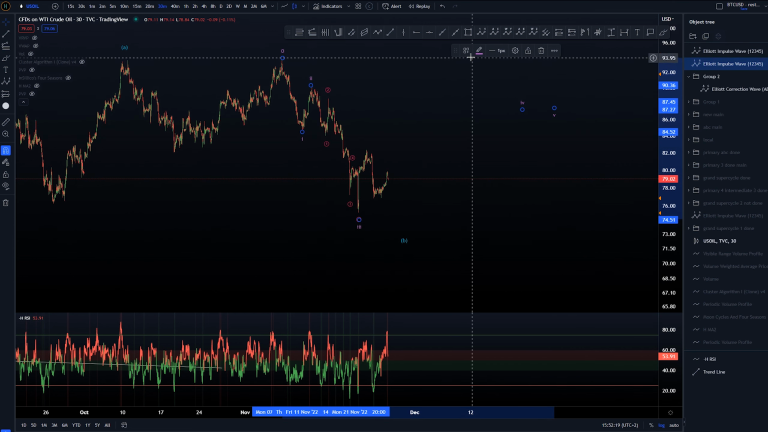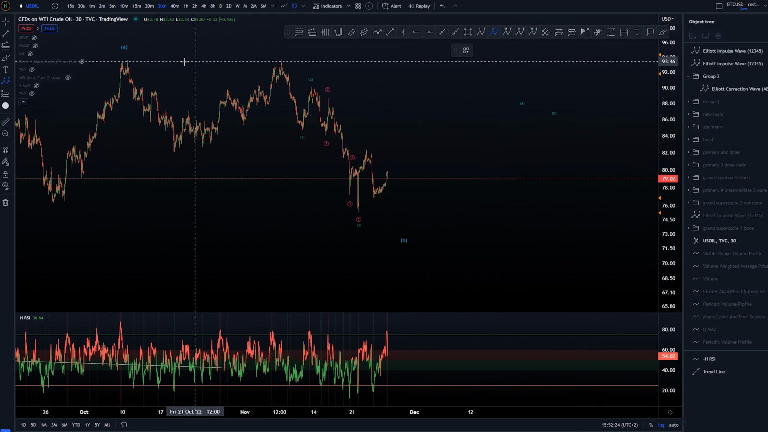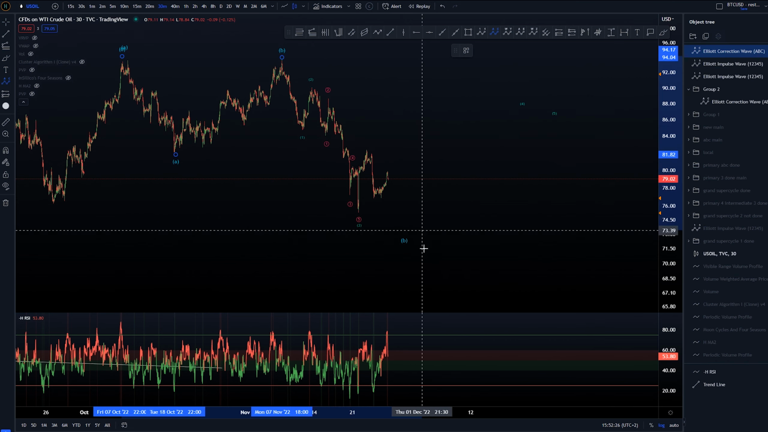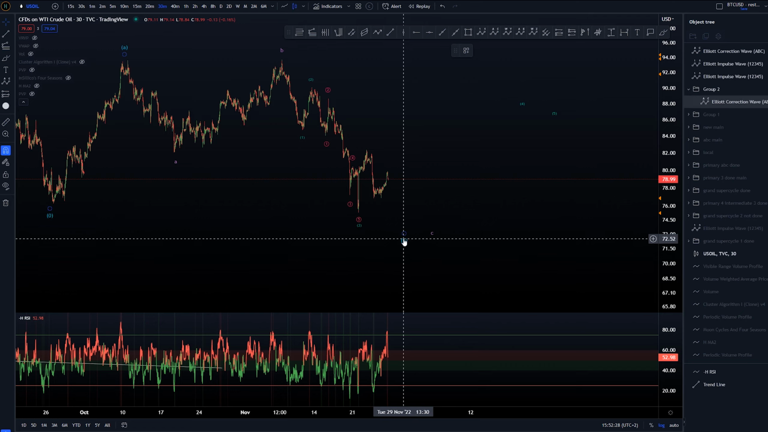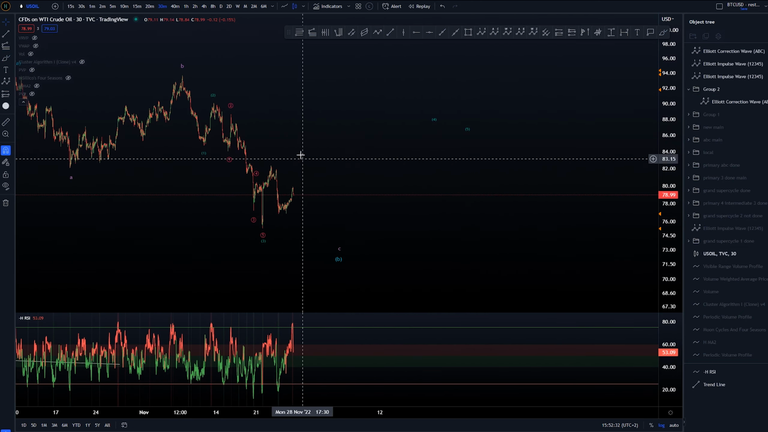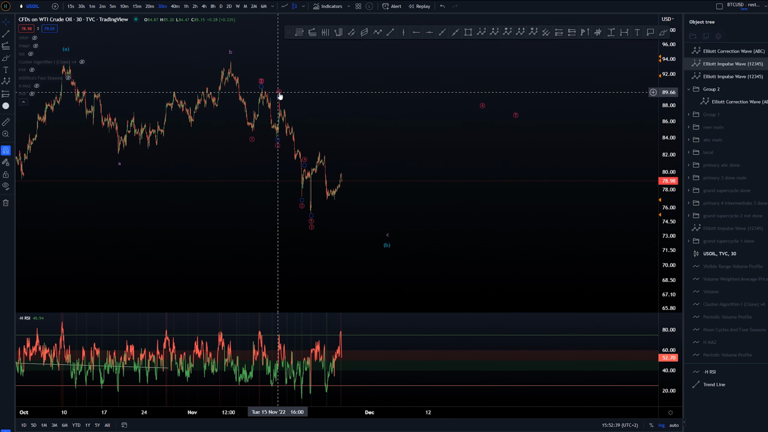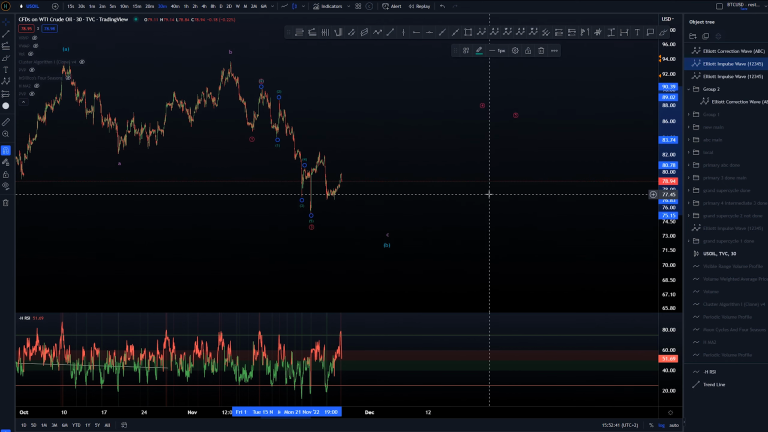Actually, this is 1 degree too high. Let me fix that so we don't get sidetracked, and this would be the sub-minuet count. There we go. And this would probably be the wave 4 here. This should be the other way around. Let's fix that again. Sorry about that. Did I not press it? I did. Okay.